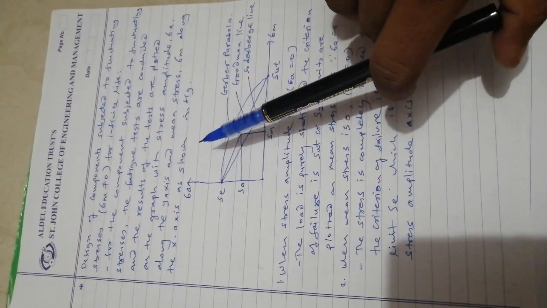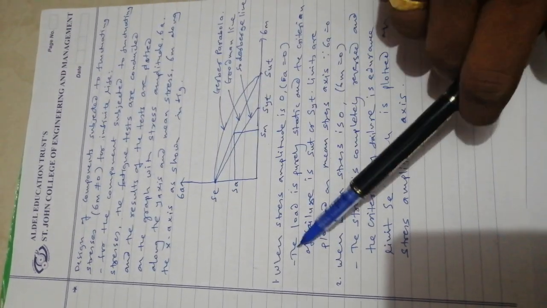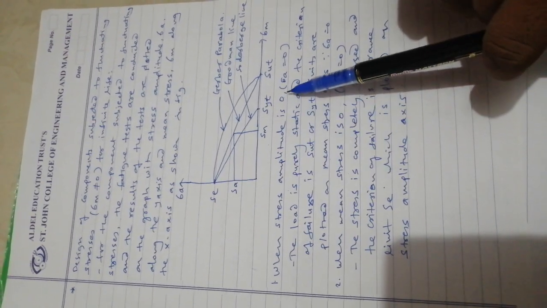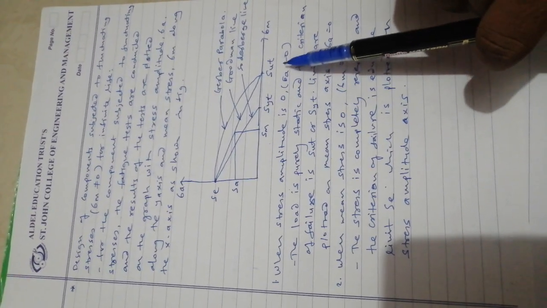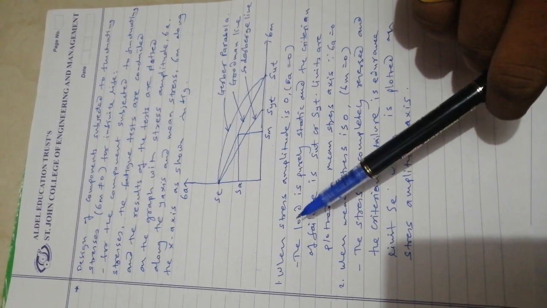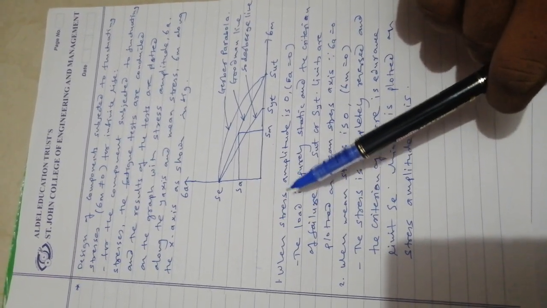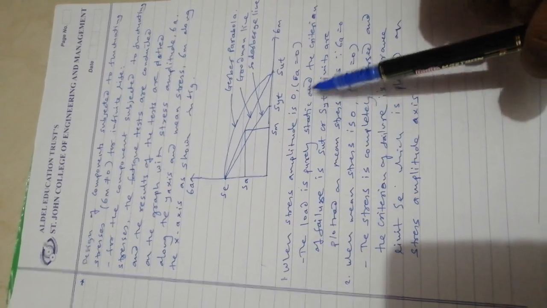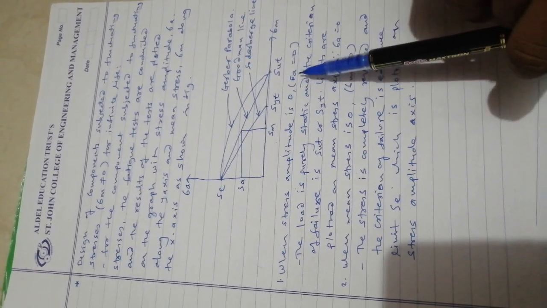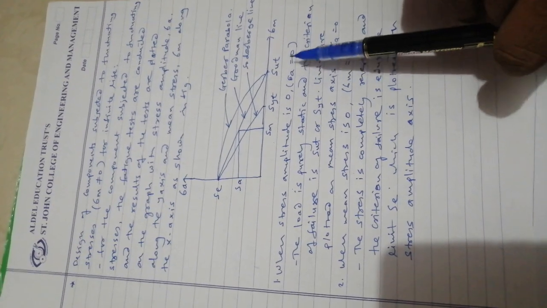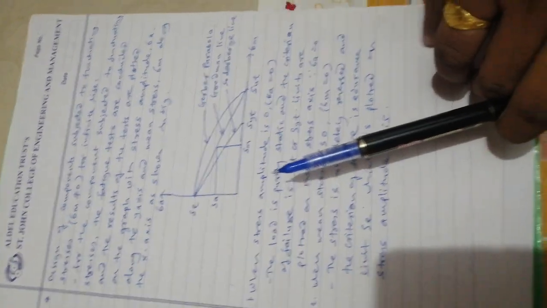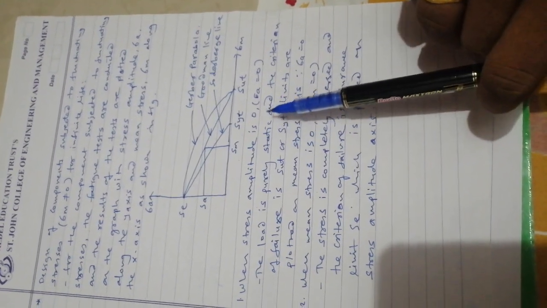Now we'll see how we plot. First, case 1: when the stress amplitude is 0, that is sigma a is 0. Amplitude means variation from maximum to minimum, so in this case the load is purely static. Amplitude is 0 means there is no variation. No variation means there is no fluctuation. No fluctuation means it is stationary, static, constant.